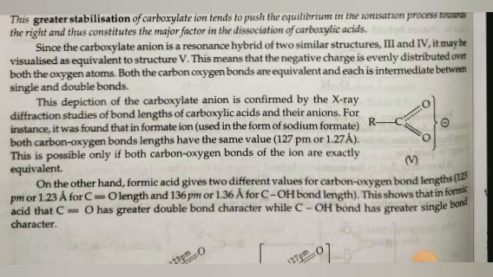This depiction of the carboxylate anion is confirmed by X-ray diffraction studies of the bond lengths of carboxylic acids and their anions. For instance, it was found that in the formate ion, used in the form of sodium formate, both carbon-oxygen bond lengths have the same value, 127 picometer or 1.27 angstrom. This is possible only if both carbon-oxygen bonds of the ion are exactly equivalent.